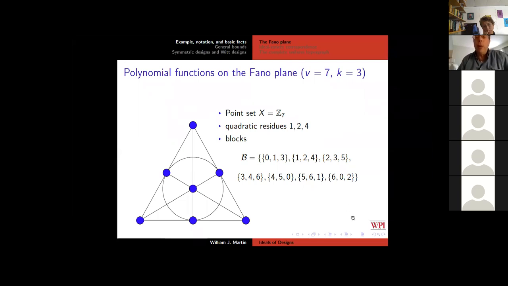And I want to find a way to study polynomial functions on this set. So a lot of pieces of algebraic combinatorics, at least let's say spectral graph theory kind of algebraic combinatorics, are really embedded in these areas as ways of studying polynomial functions on combinatorial objects. So how are we going to do this?